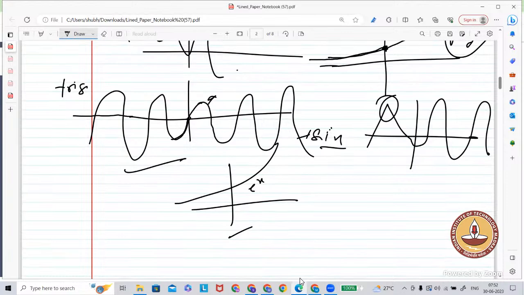So, to say, a polynomial, if you see the graph, is a smooth thing, and you will not see the break and sharp corner.